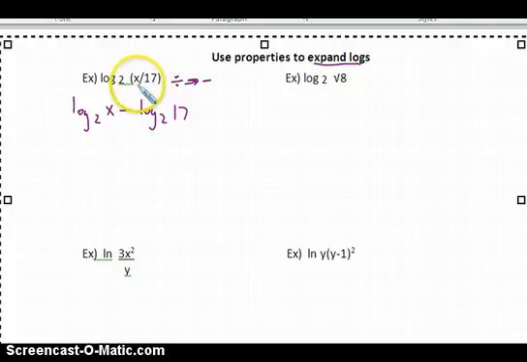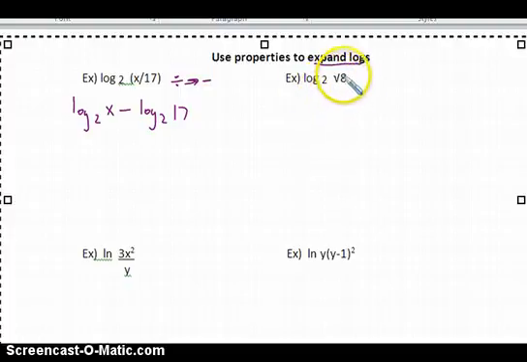So again, you're looking at the log and you're asking yourself, okay, right now it's being divided. I know that division and subtraction go together, so to expand it, I would change one log into 2 logs that I'm subtracting. Now over here, we have to get a little creative when we solve this.